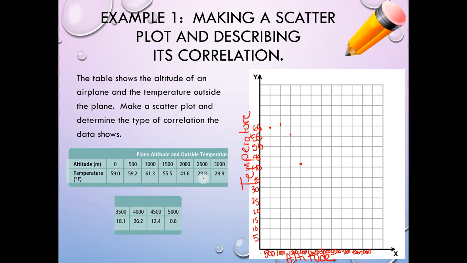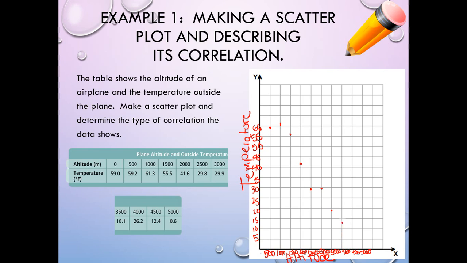Okay. 2,500 is 29.8, so I'm going to go up to 30 about. Put a dot right there. 3,000 is 29.9. Right up by 30 again. 3,500 is 18.1. About right there, it looks like.